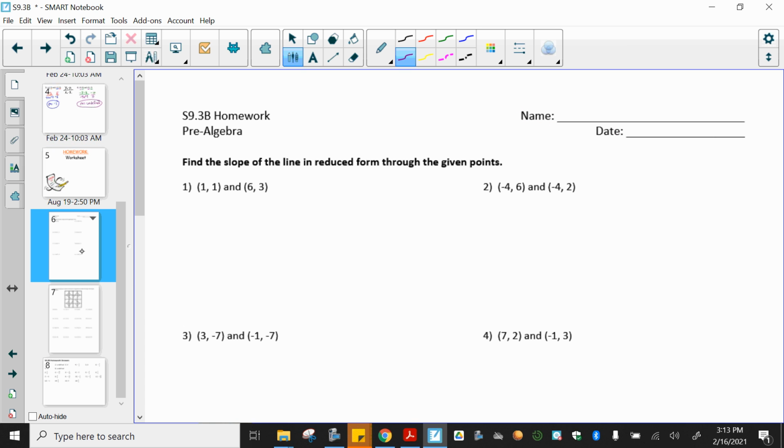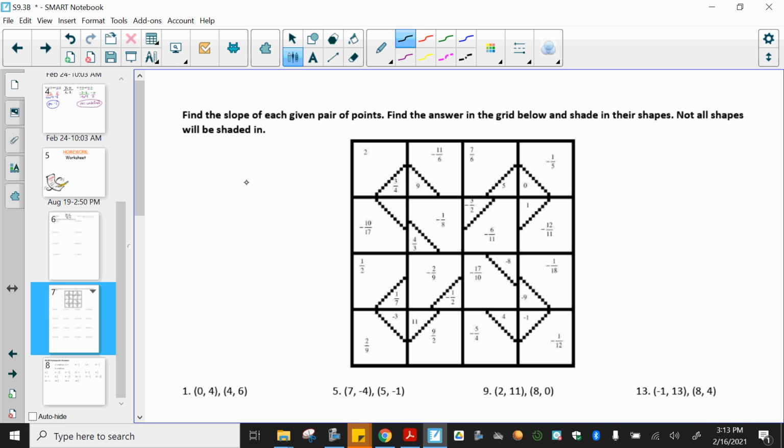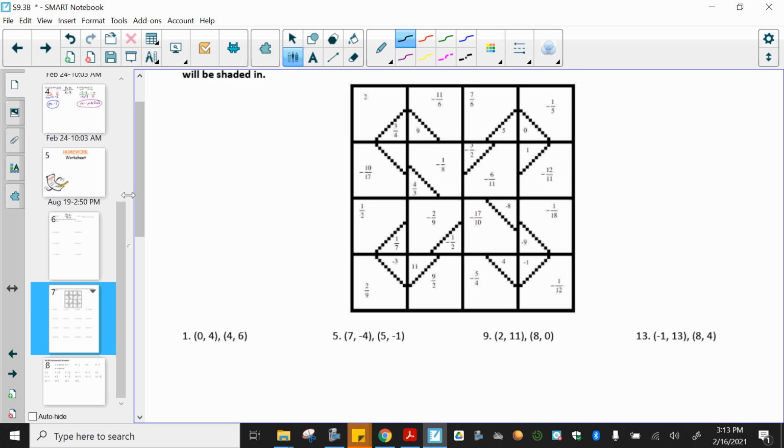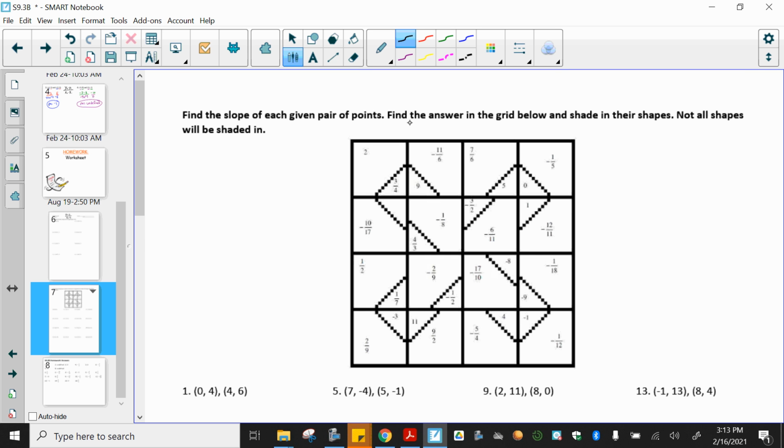Here's your homework. Same thing. Please remember y2 minus y1 over x2 minus x1. On this front page, you're going to just find your answers. Show me all of your work. On this page, you're going to find your answers. Find the slope of each given pair of points. Find the answer in the grid below and shade in their shapes.